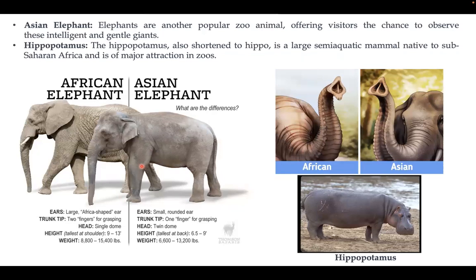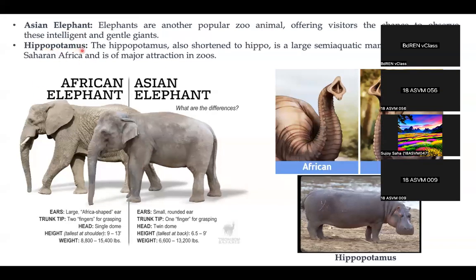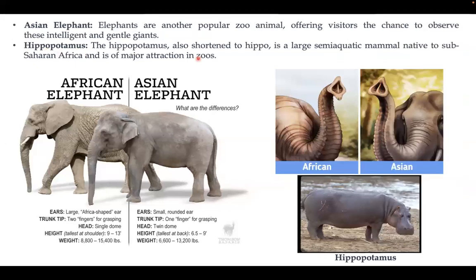And one another kind of animal is hippopotamus. We also call this a elephant, jolohosti in Bangla, although they are not elephants. So they are also a good attraction site for visitors.